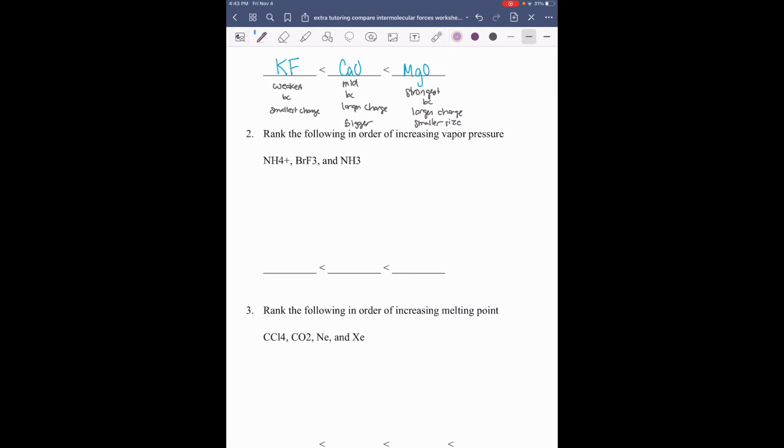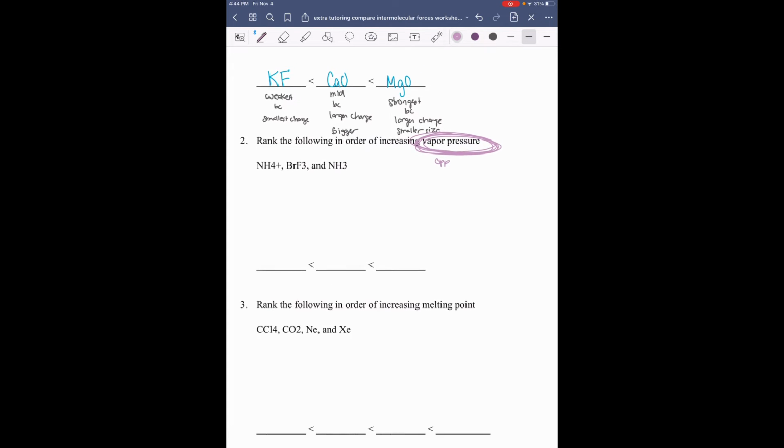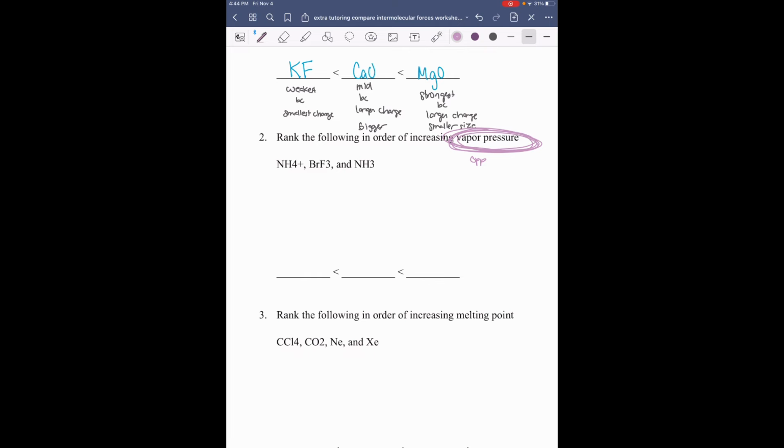So rank the following in order of increasing vapor pressure. Vapor pressure, what happens with vapor pressure? It's opposite normal order. So if I have NH4Br, BrF3, and NH3, let's go through. Our first step is to identify what we have.